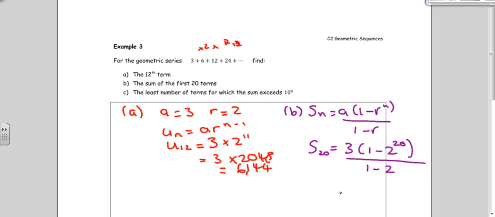So putting all that into your calculator gets you 314,575. So that is the sum of the first 20 terms.